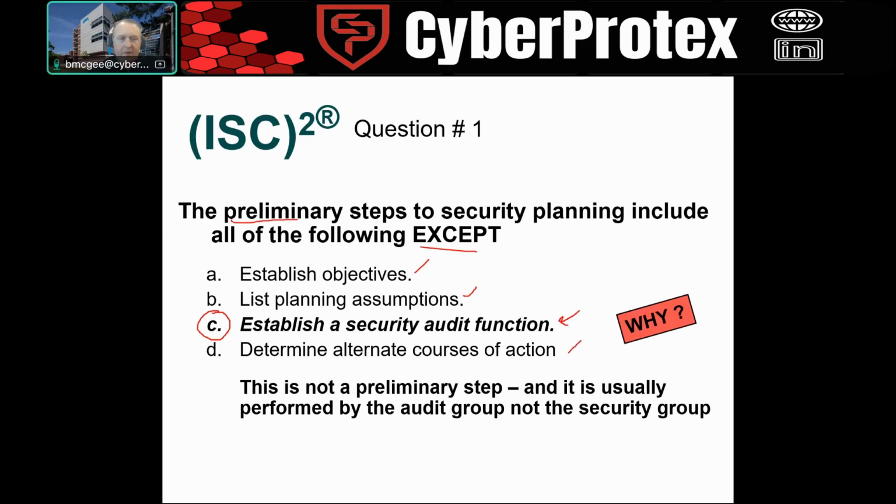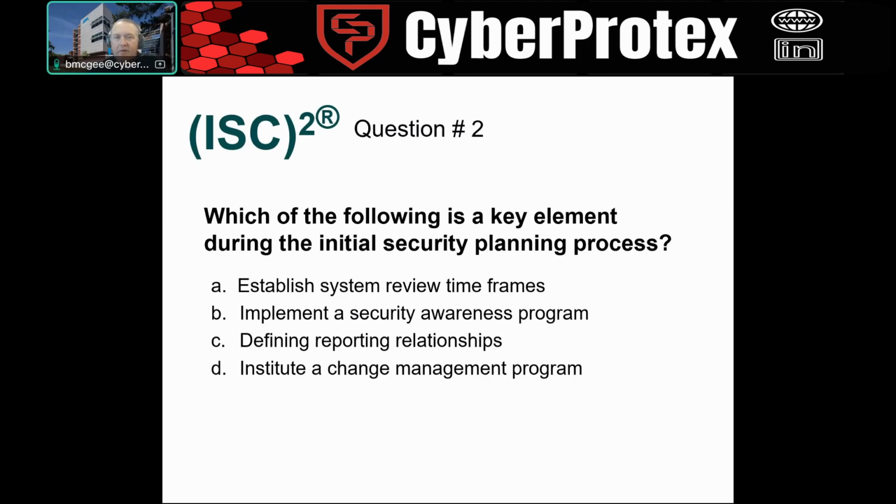How about, read the question out loud and then go from the bottom up, eliminate 2, and give me a WASTL. Okay. The question is, which of the following is a key element during the initial security planning process? Is it A, establish system review timeframes, B, implement a security awareness program, C, defining reporting relationships, and D, institute a change management program?